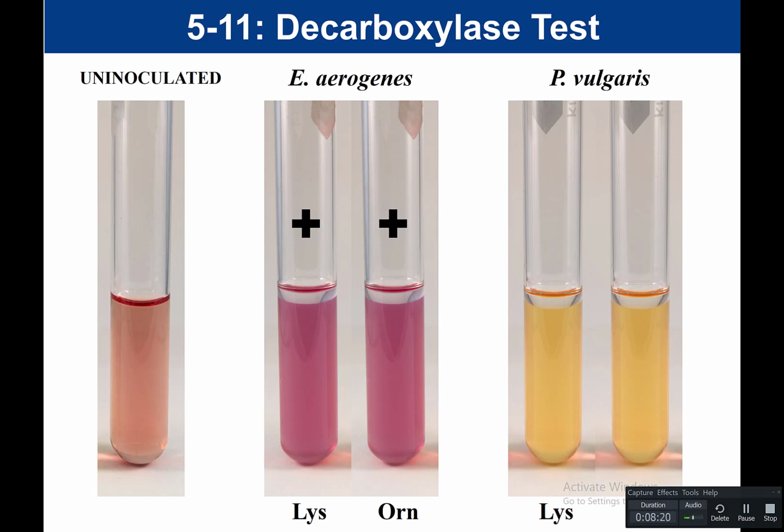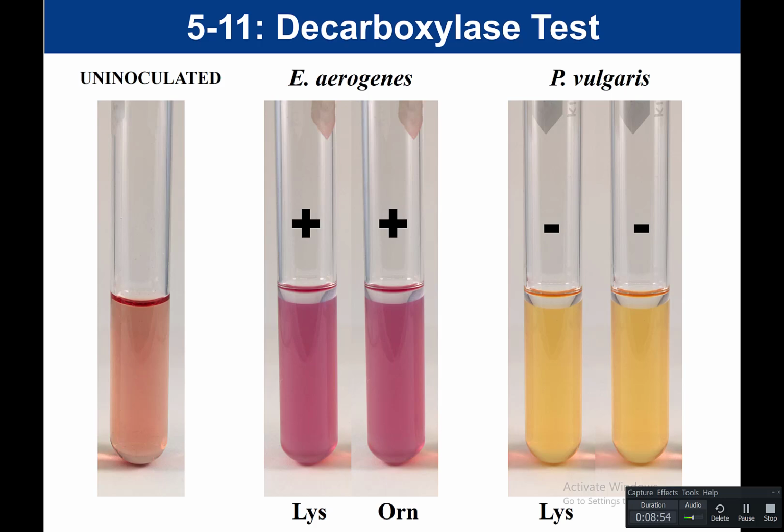Now, it's important to note that not every organism is going to be like this. It's not an all or nothing thing. Some bacteria might only utilize lysine. Some might only utilize ornithine. Some do both, like EA, or look at Proteus vulgaris, which turns neither purple. Lysine is going to be yellow. Ornithine is going to be yellow. That is going to be negative for lysine decarboxylase and also negative for ornithine decarboxylase.